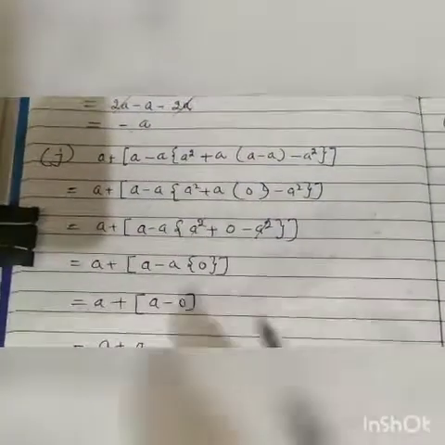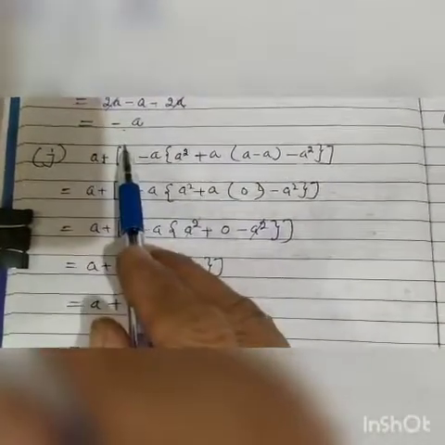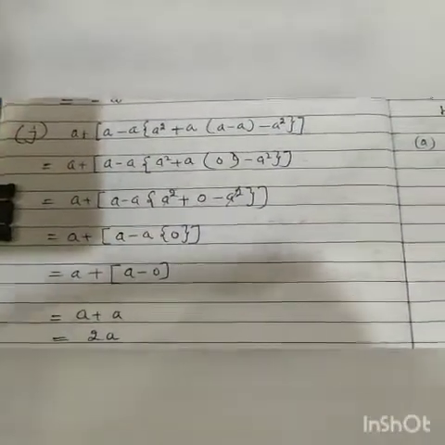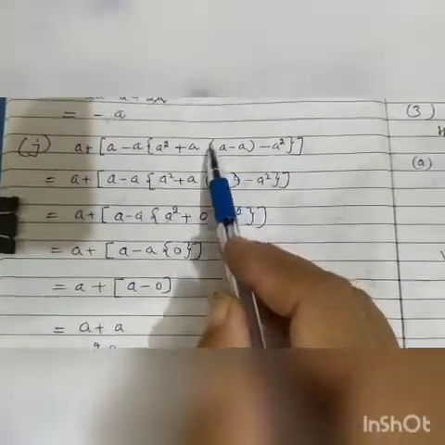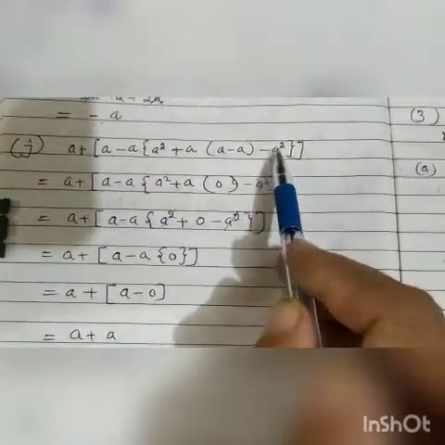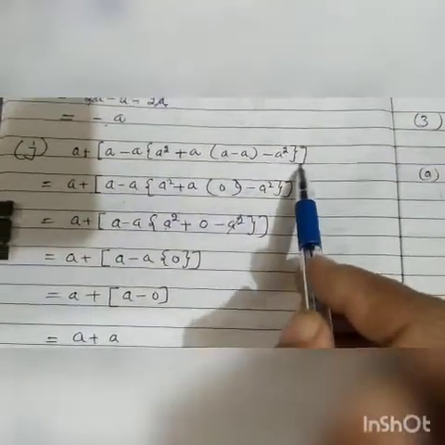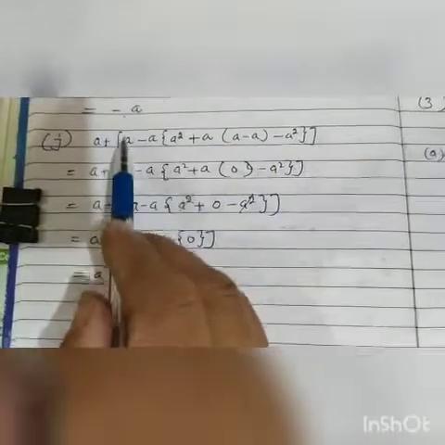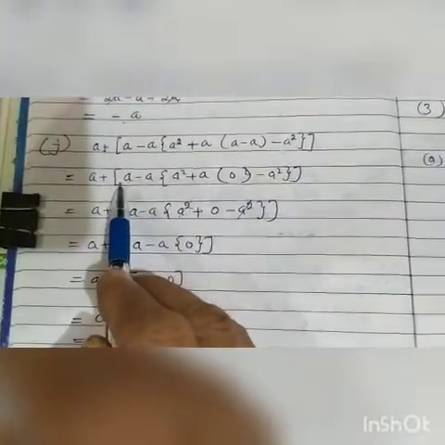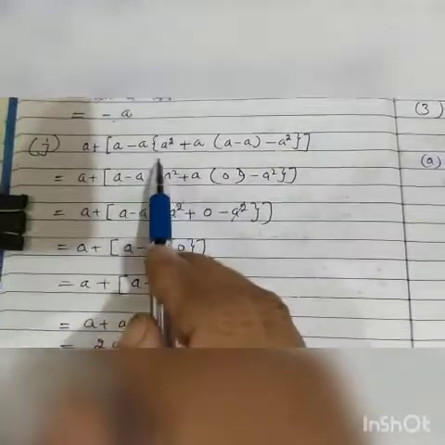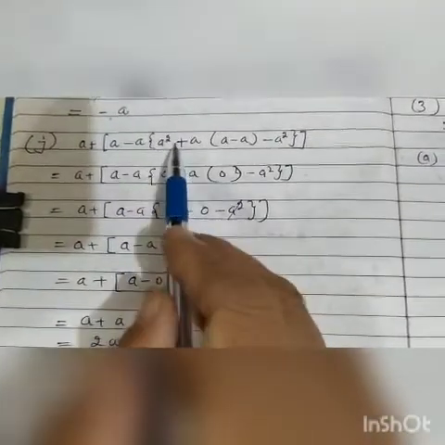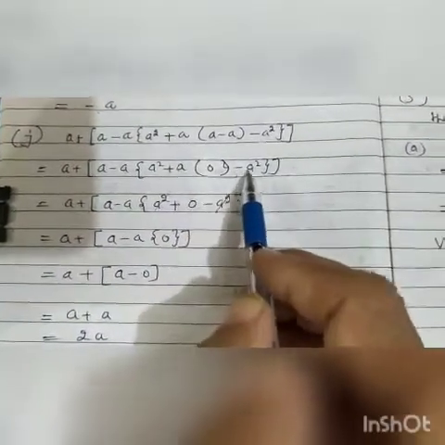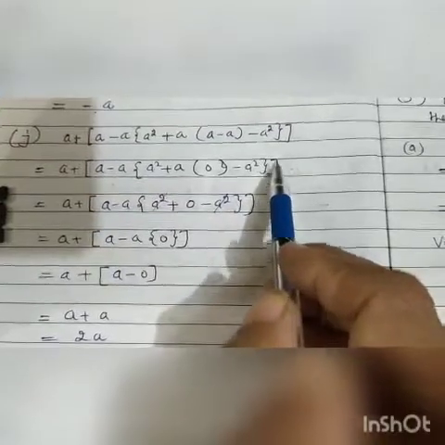Next part, J. a plus [a minus {a square plus a(a minus a square)}]. The curly bracket and square bracket are closed. Again from the starting we write as it is, a plus, then this square bracket a minus, then this curly bracket a square plus a minus a square, means cancel.